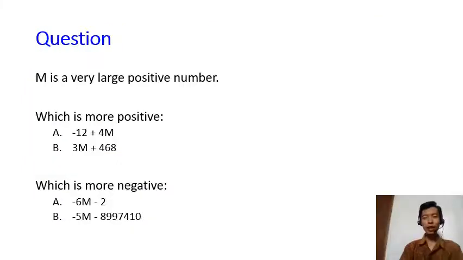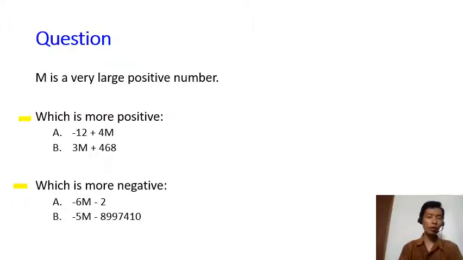In the next video, I will summarize all the steps in Big M, so hopefully you will be able to see more clearly each step in the Big M. But for now, let me ask you a question to check your understanding. M is a very large positive number. So I have two questions here. The first one is, which one of these two is more positive? And the second question is, which one of these two is more negative?